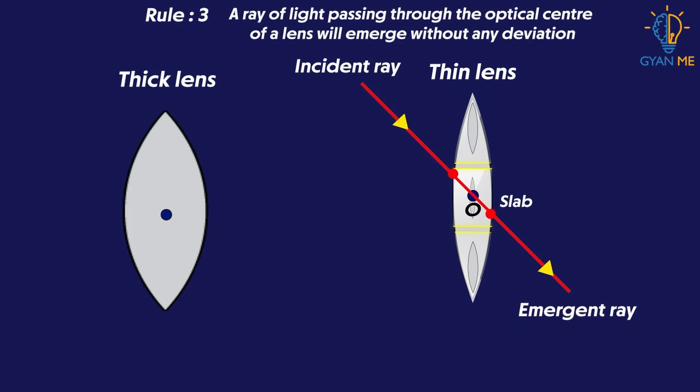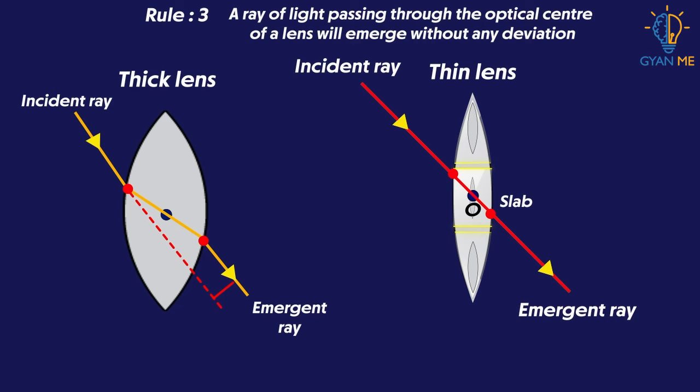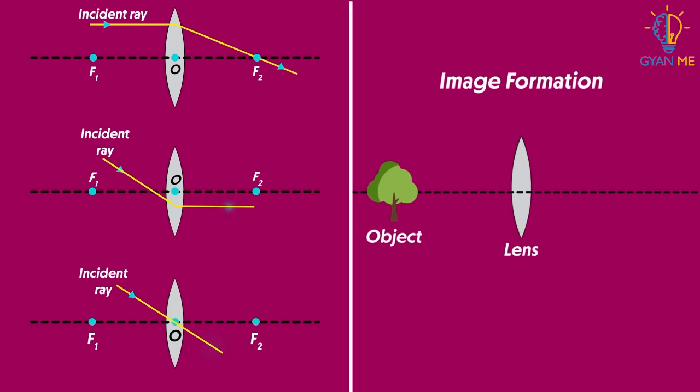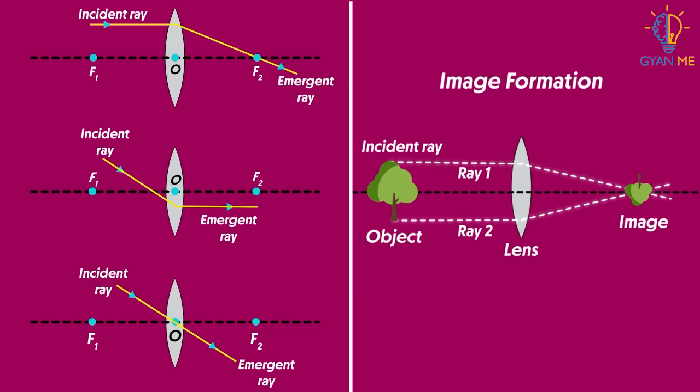But this is not true for thick lenses. In a thick lens, there will be a measurable lateral shift. That is, the incident ray will be parallel to the emergent ray, but it will be displaced, and this distance can be measured, which is equal to the lateral shift. Remember, when using ray diagrams to represent image formation, always consider at least two rays from all three. This is because we learned earlier that for image formation, the intersection or focusing of at least two rays is required from that particular point.